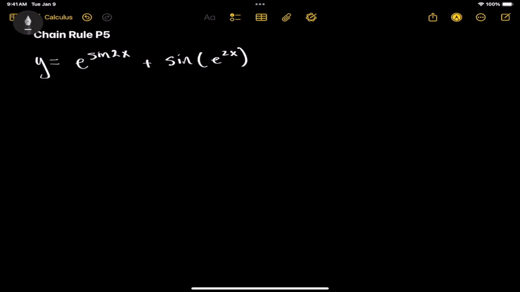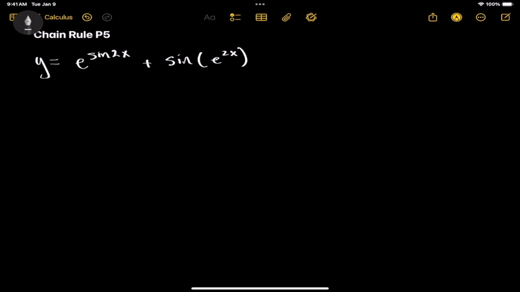So here we have part 5 of chain rule. This one might be the last one for the chain rule, and then we move on to implicit differentiation. Okay, so here we have a problem. It is y is equal to e^(sin 2x) plus sin(e^x). The first term should be e to the power of sine 2x, but you guys know what I mean.